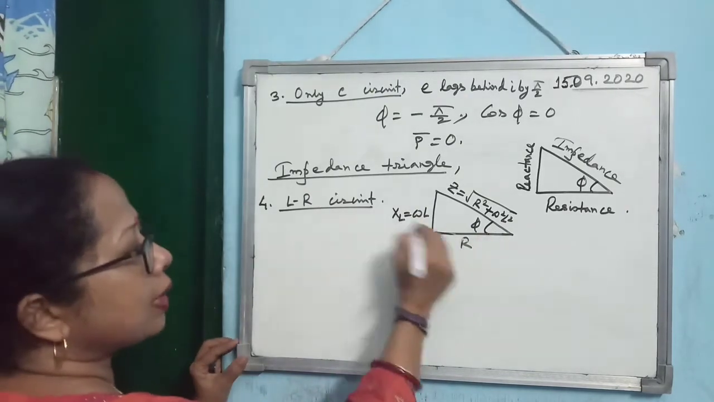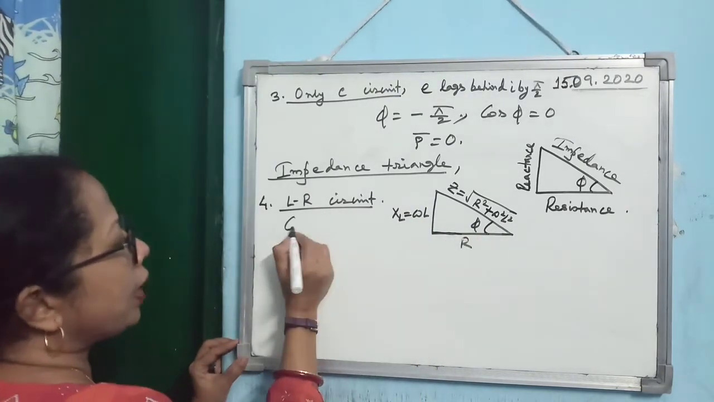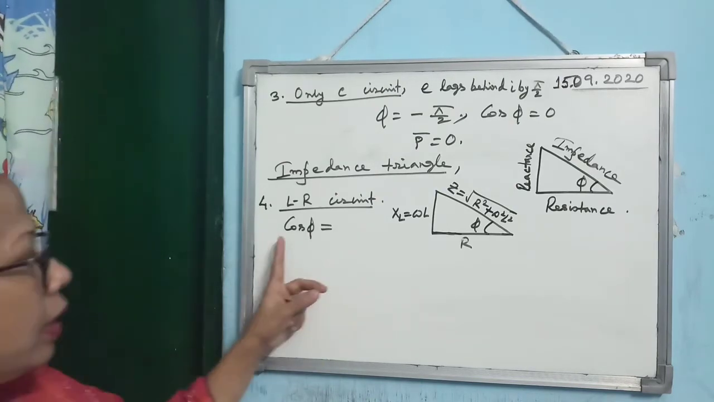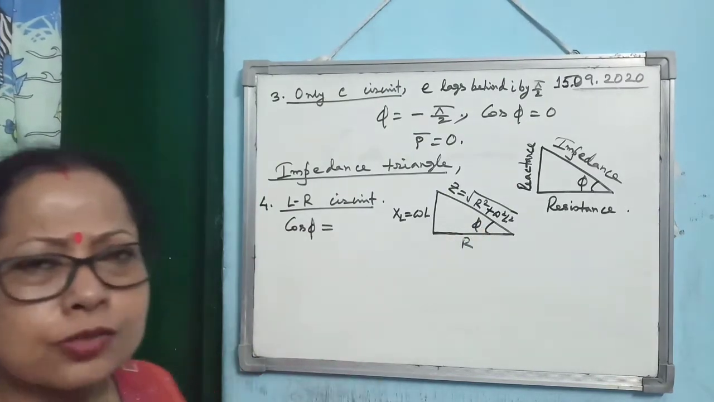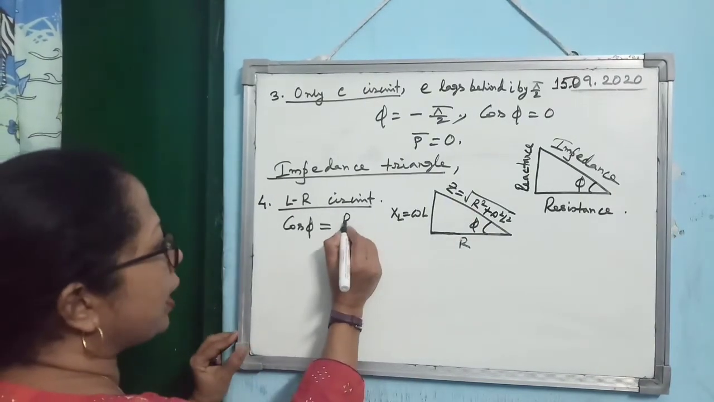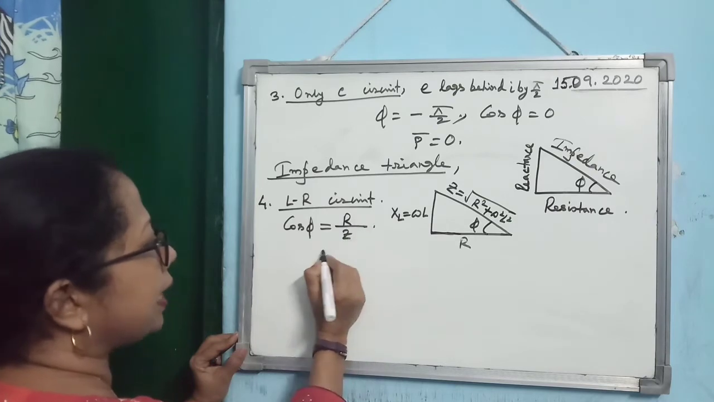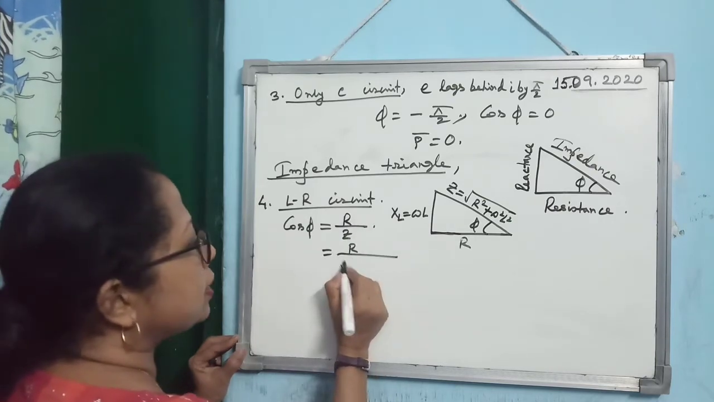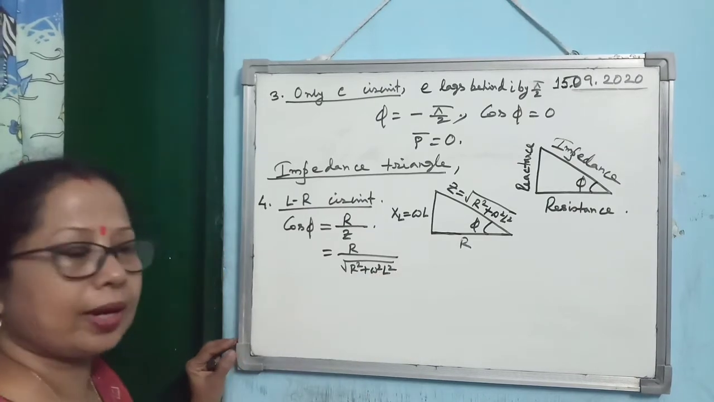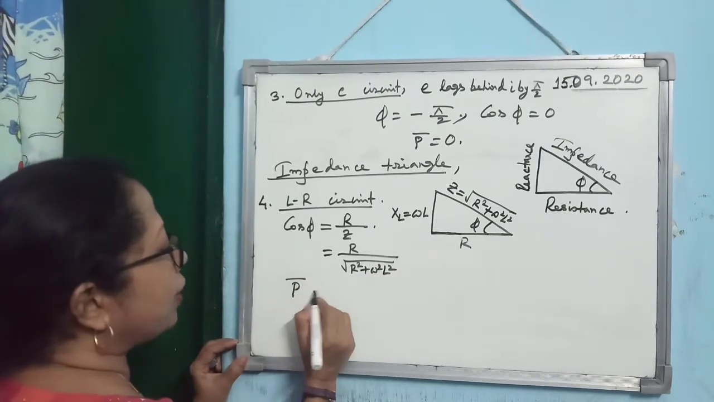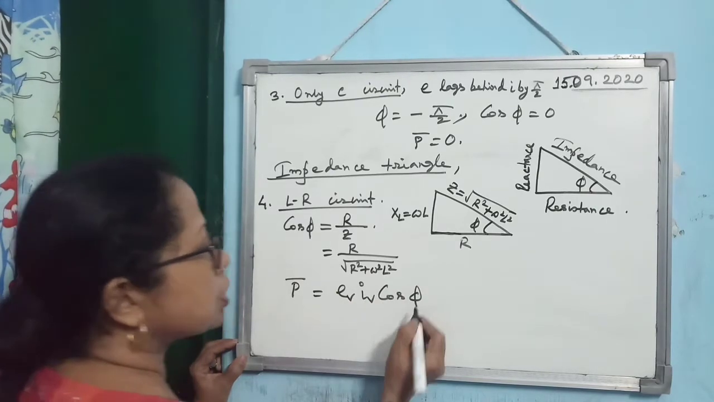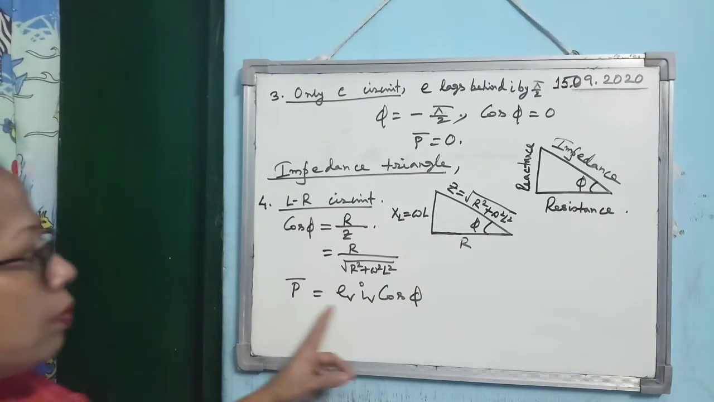So look at the diagram. If you want to find out the power factor, then easily you can find out. Cos phi is what? Base upon hypotenuse. So cos phi is equal to R by Z, and Z is how much? Under root R square plus omega square L square. And what will be the average power dissipated? It will be EV IV cos phi. Alright, so you must remember it.